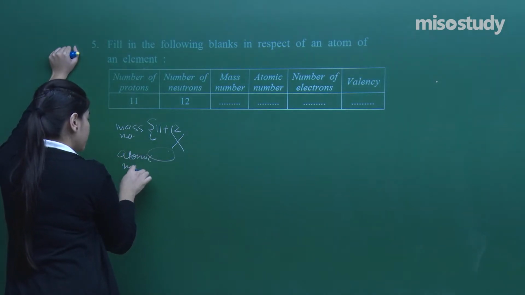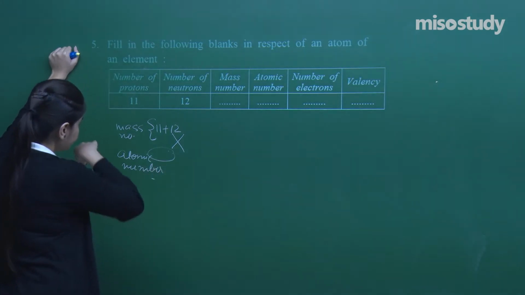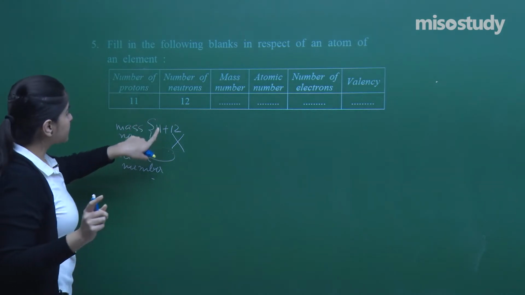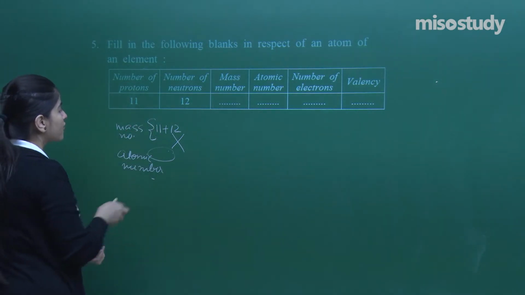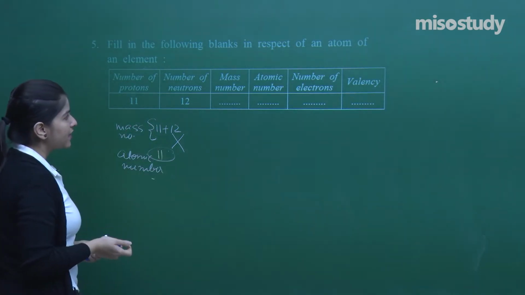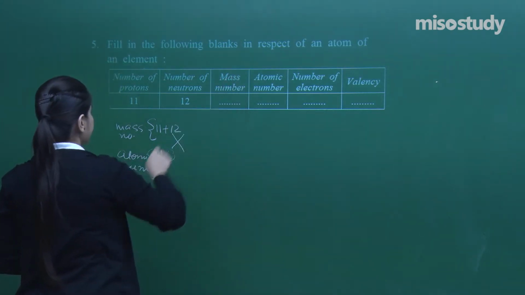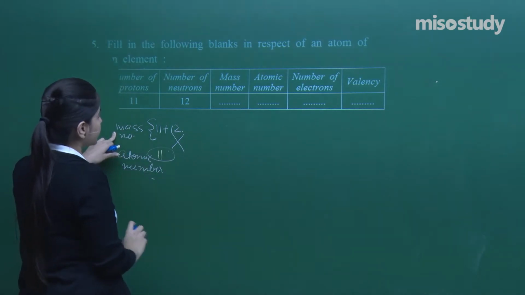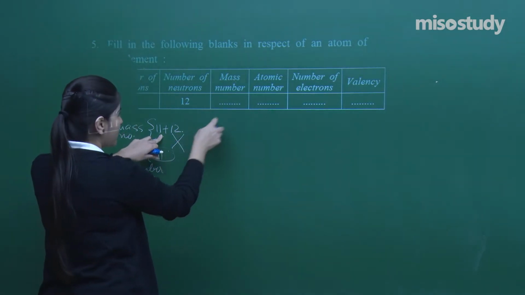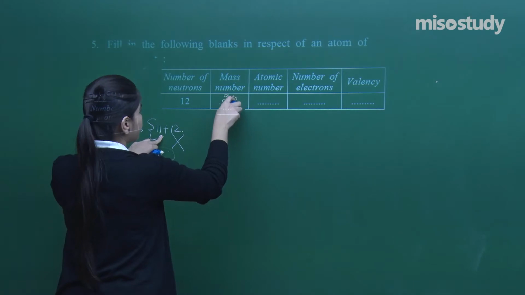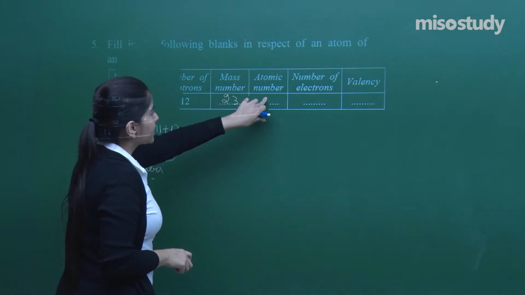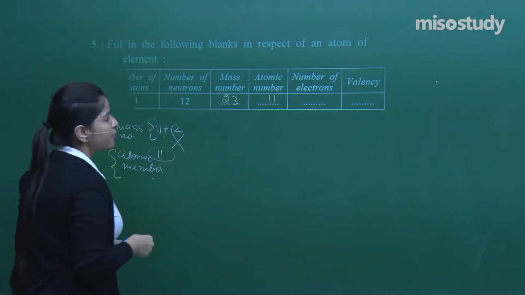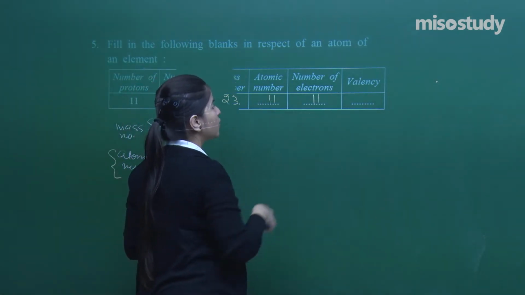You should know this. Positive charge should be equal to the negative charge in an atom. That means the number of protons will be equal to the number of electrons, which are also 11. So the mass number will be how much? 11 plus 12, so it is going to be 23. Now atomic number is going to be 11. Number of electrons, again 11, and valency.